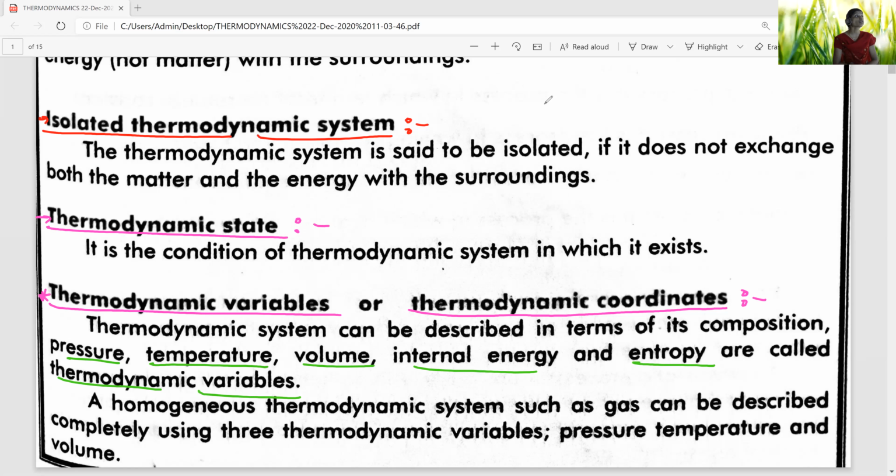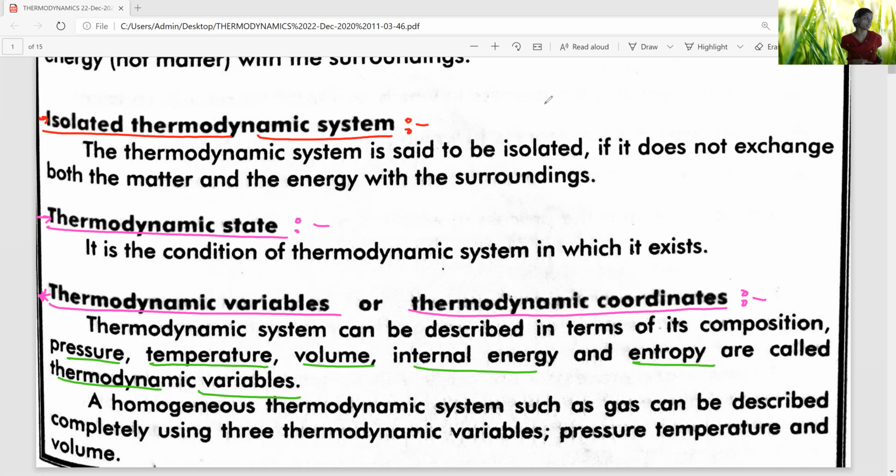Thermodynamic variables describe a thermodynamic system in terms of its composition. They may be pressure, temperature, volume, internal energy, entropy. You have to keep this in mind and remember it. The pressure, temperature, volume, internal energy and entropy are called thermodynamical variables.